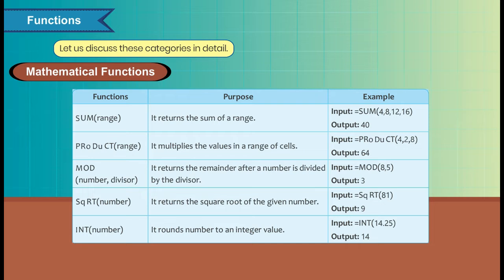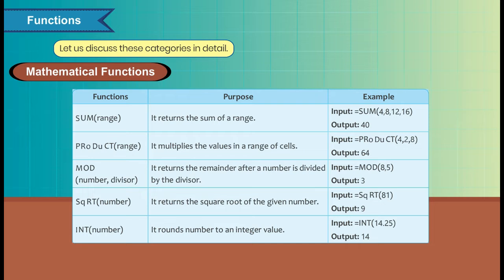MOD(number, divisor). It returns the remainder after a number is divided by the divisor. Input: MOD(8, 5). Output: 3. Square root. SQRT(number). It returns the square root of the given number. Input: SQRT(81).